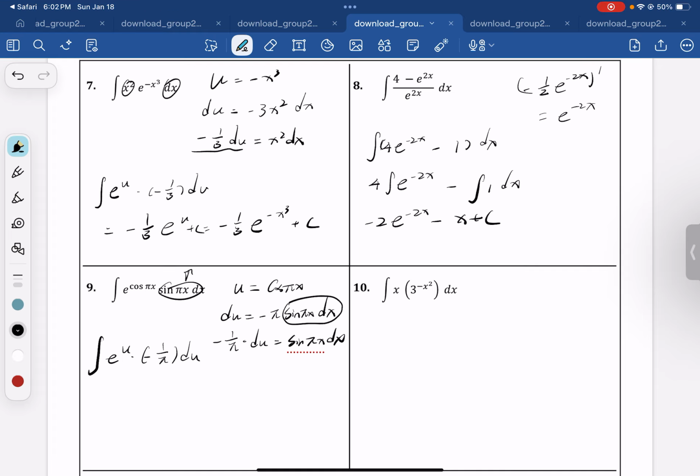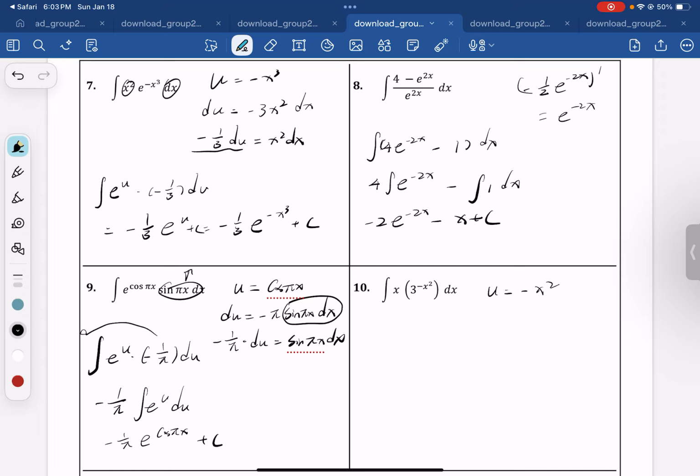We can put negative 1 over pi in front of the integral, so we got negative 1 over pi times the integral of e to the u du, and it becomes negative 1 over pi times e raised to the power of cosine pi x plus c.